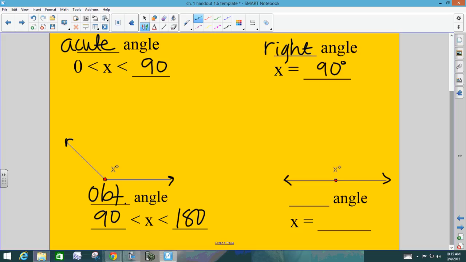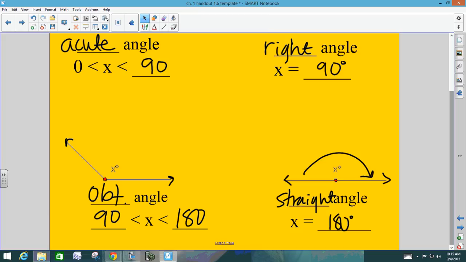Dawson, how about this last one? Good, a straight angle. Dylan, what does a straight angle equal? Good, 180 degrees. This whole angle is 180 degrees. All right.